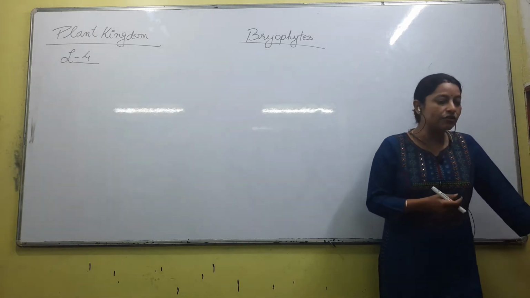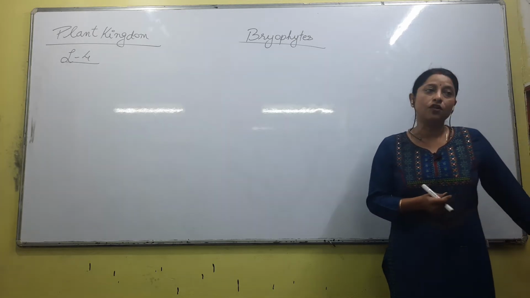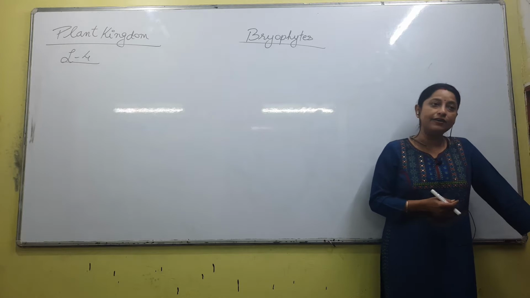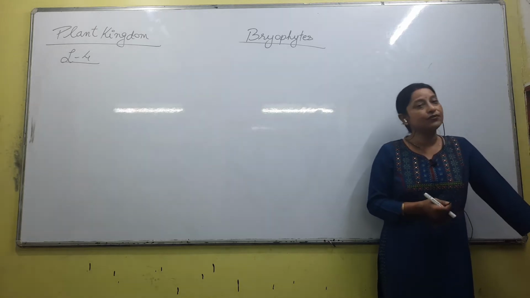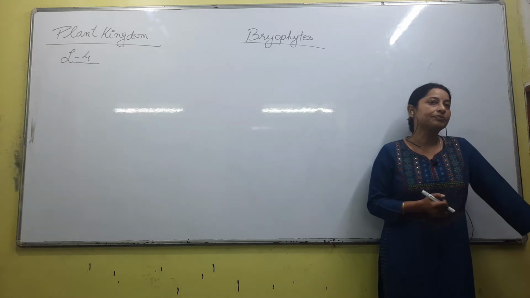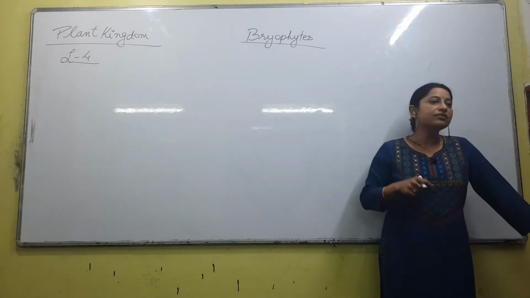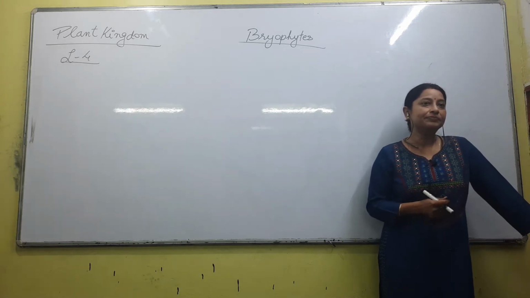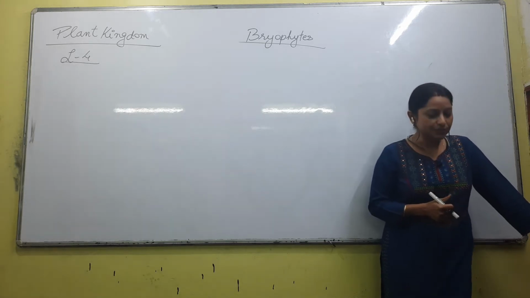But suppose we are looking at the plant morphologically, then how will you identify whether that plant is a sporophyte or a gametophyte? Can I get an answer? Which is the sporophyte plant?